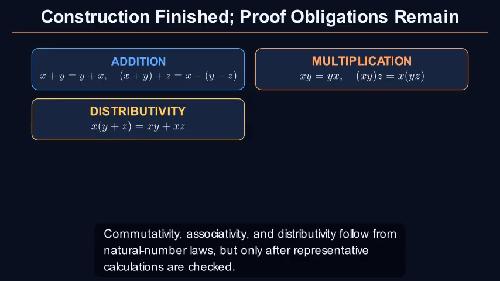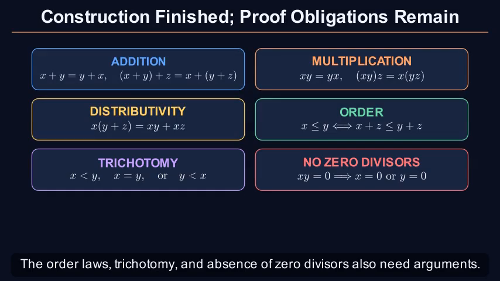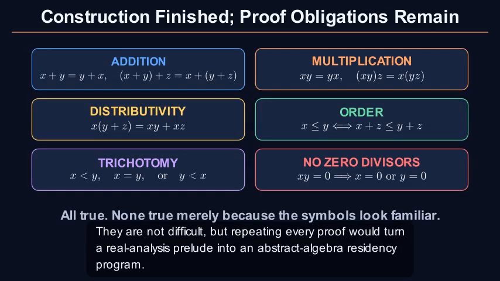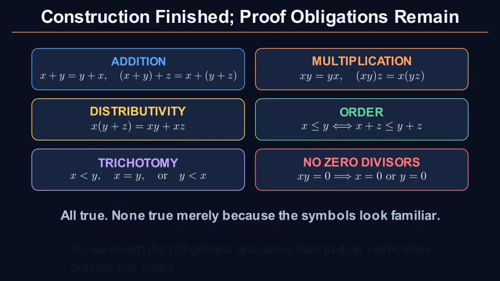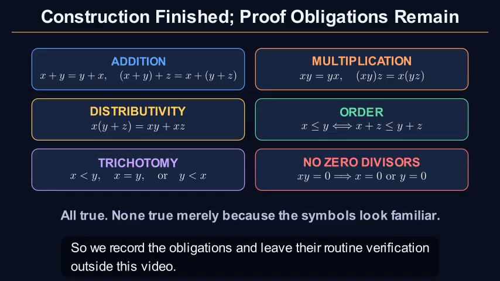Commutativity, associativity, and distributivity follow from natural number laws, but only after representative calculations are checked. The order laws, trichotomy, and absence of zero divisors also need arguments. They are not difficult, but repeating every proof would turn a real analysis prelude into an abstract algebra residency program. So we record the obligations and leave their routine verification outside this video.